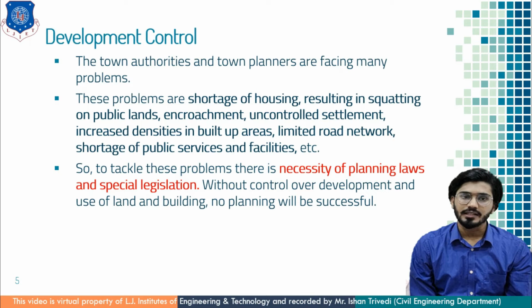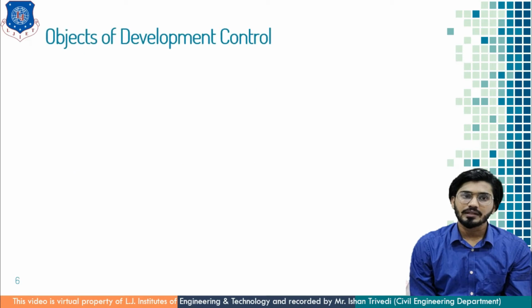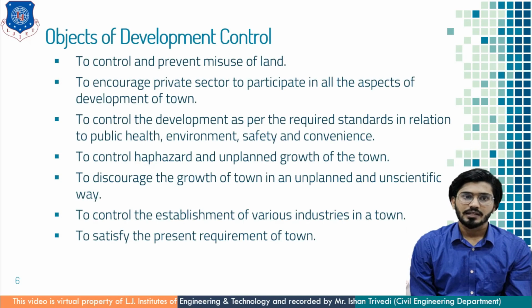To avoid certain things or to tackle certain problems, there is a necessity of planning, laws and special legislation. Without control over such development and the use of land and buildings, no planning will be successful. So you need to understand the development controls and the objectives of development controls. These objectives are to control and prevent the misuse of land. You have to value each land, and each nook and corner of the town has to be fruitfully utilized.